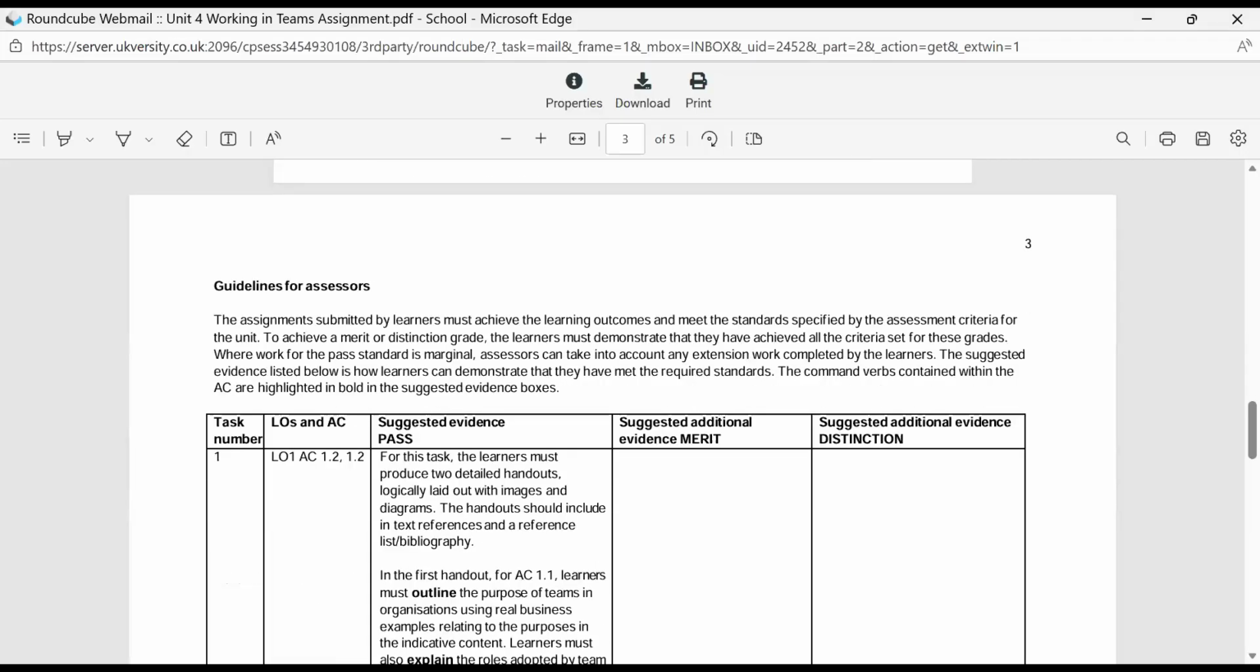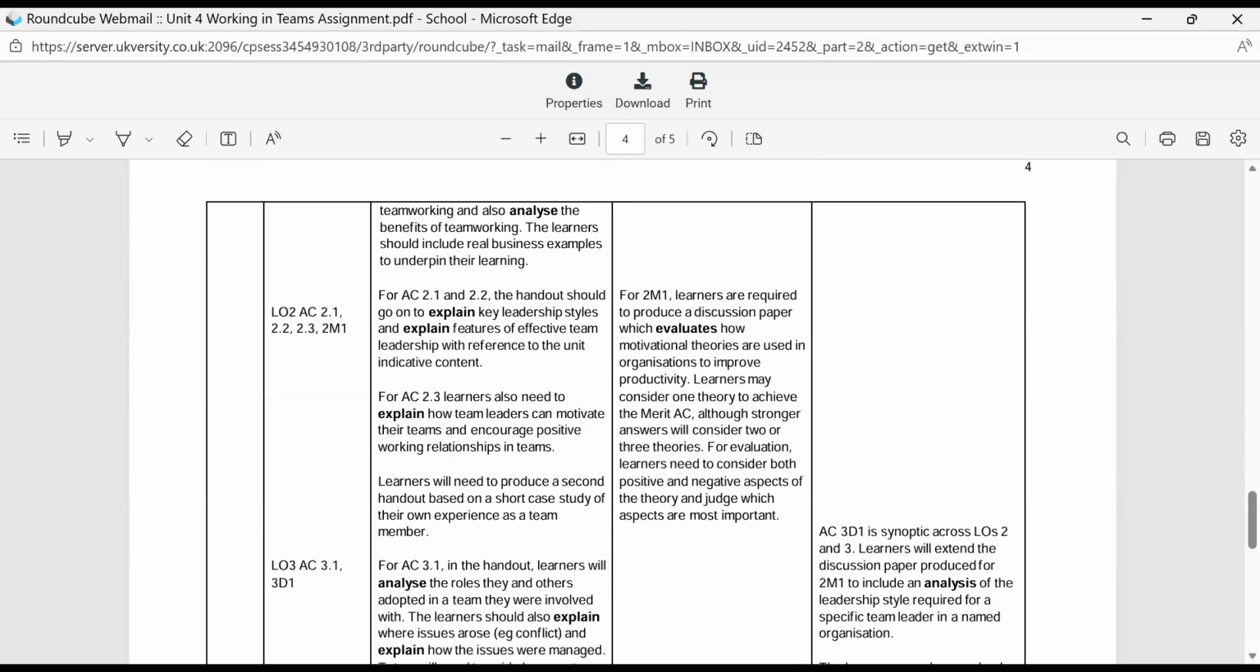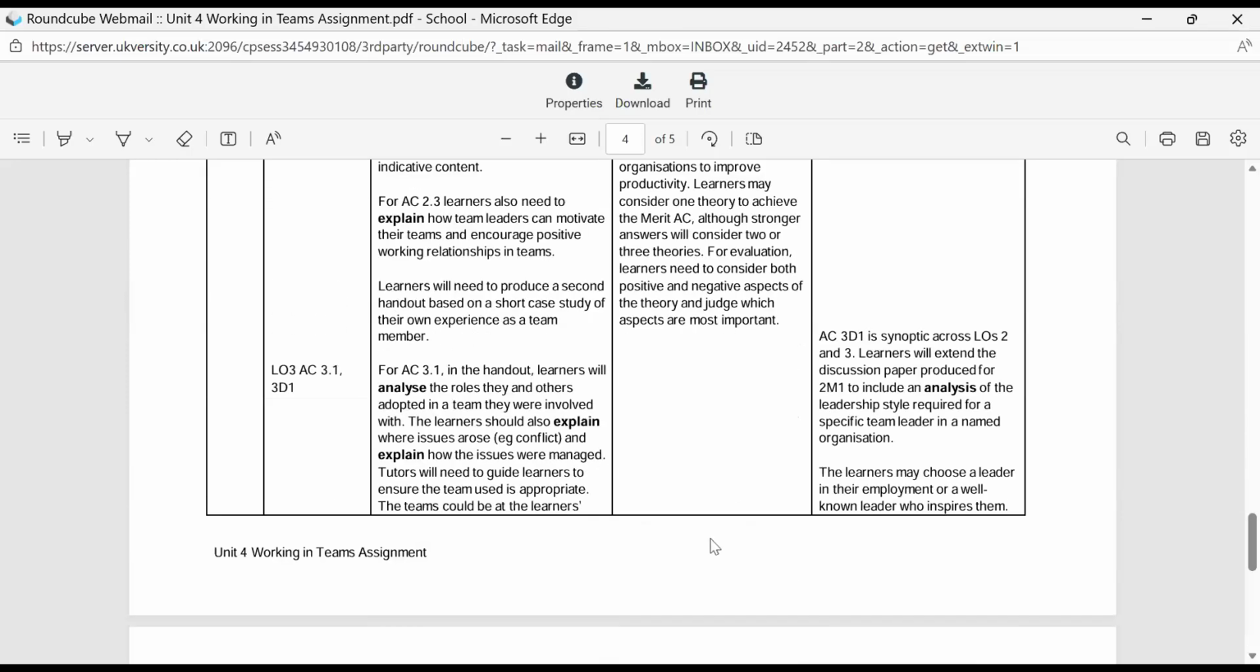The next thing on your assignment brief is the element of guidelines for assessors, and this is for assessors to look at what is expected of you and the wording around it as well. So you need to make sure you are looking at this in more detail.